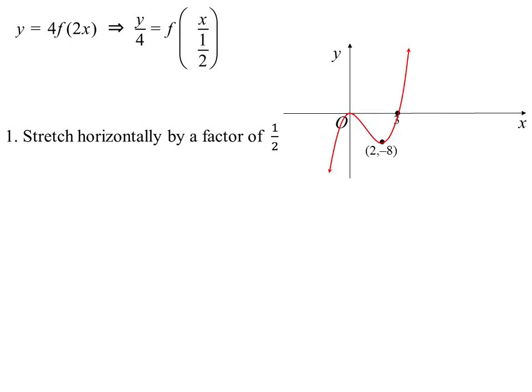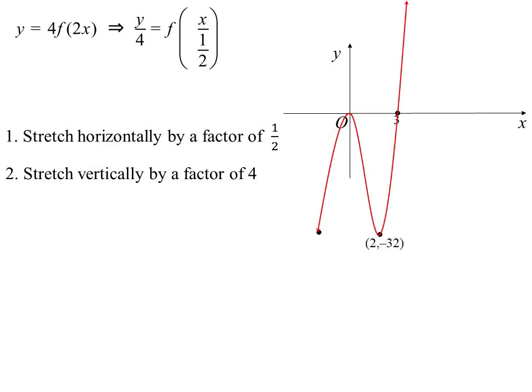I end up with that. The x-intercept is now 3. That turning point is now at an x value of 2. I've halved all of those points. But we've also stretched it vertically by a factor of 4. So now I'm pulling it out, which means that y value of -8 is going to change. It now goes down to -32 because it's been stretched down by a factor of 4. So that would be our new graph.